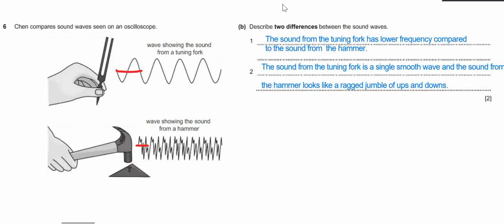So the sound from the tuning fork has a greater wavelength, and this is a shorter wavelength. Now number 2: the sound from the tuning fork is a single smooth wave, and the sound from the hammer looks like a ragged jumble of ups and downs. Alright, next. So you can see that there's a lot of noise here. It's not smooth but a ragged jumble of ups and downs.